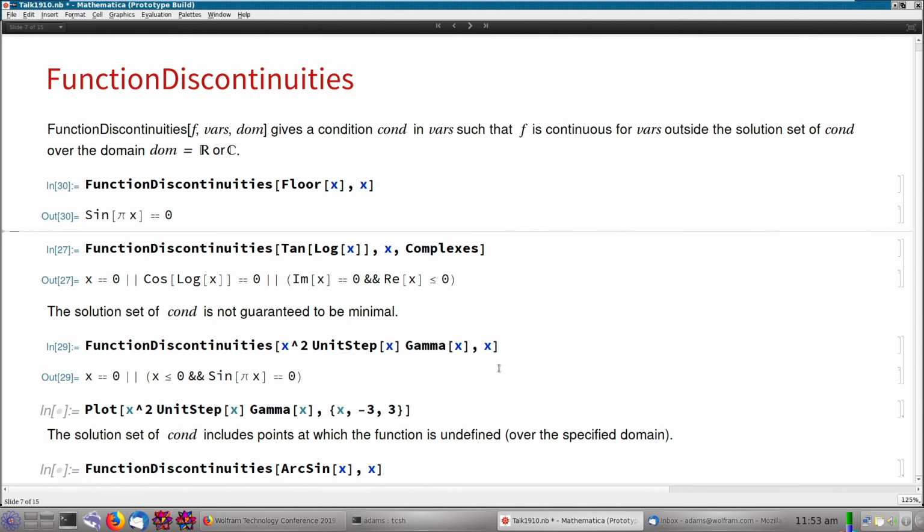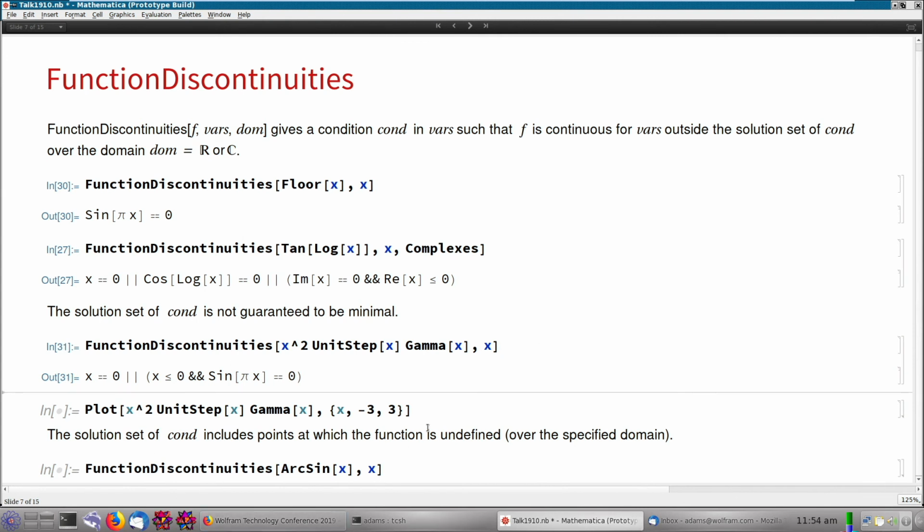So the solution set is, so discontinuity is not minimal. So the function is guaranteed to be continuous outside the set. Doesn't mean that everything in the set is a discontinuity. So we just collect all the discontinuities of all the functions involved. The resulting function may not have discontinuities. So for instance, that was the next example.